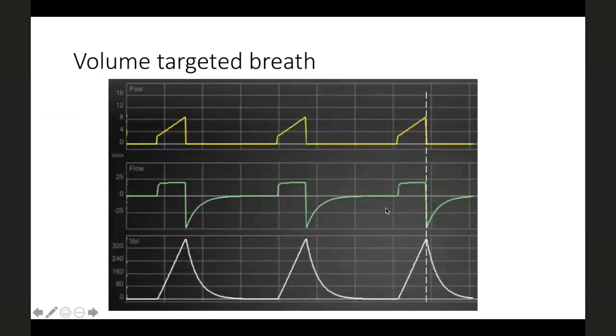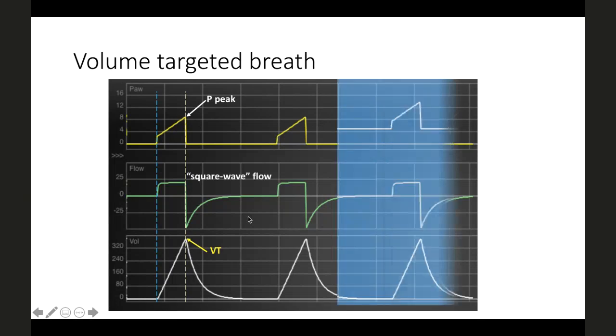The square wave pattern of flow we usually use in volume targeted breath. Here we give a flow pattern right from the beginning of triggering. You get a continuous, constant flow for some time till the breath cycles from inspiration to expiration. Because of this continuous or high flow of pre-mixed gas, our pressure gradually goes up. Eventually, we will attain the desired tidal volume.